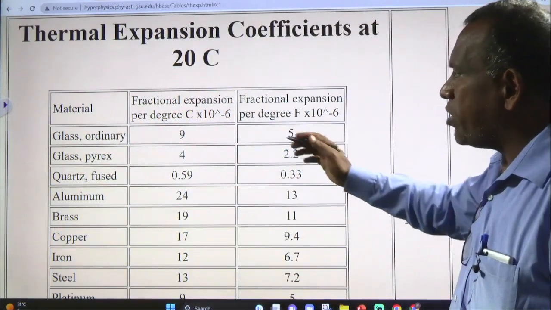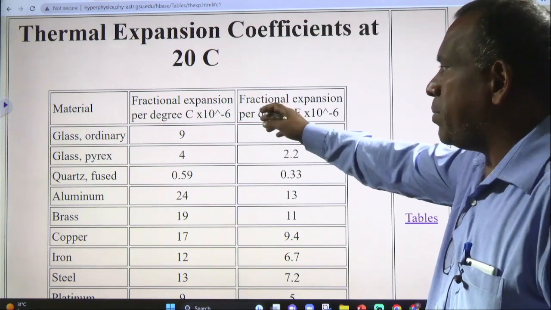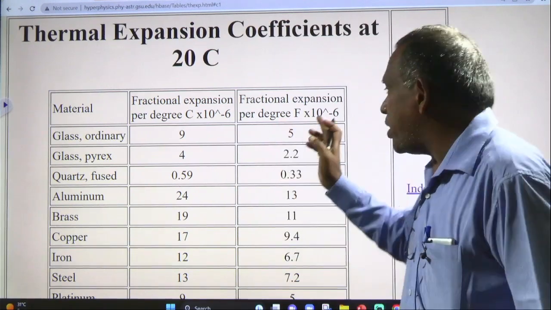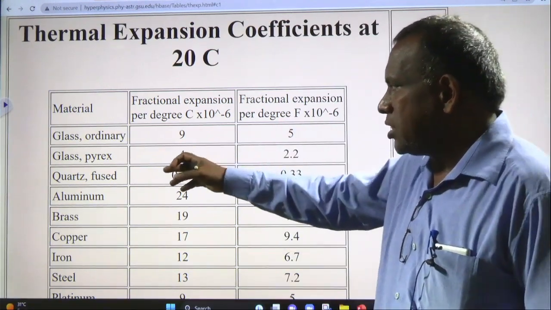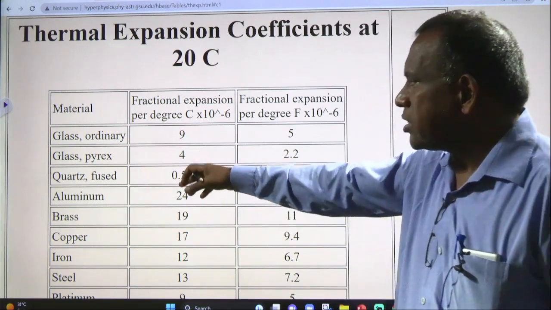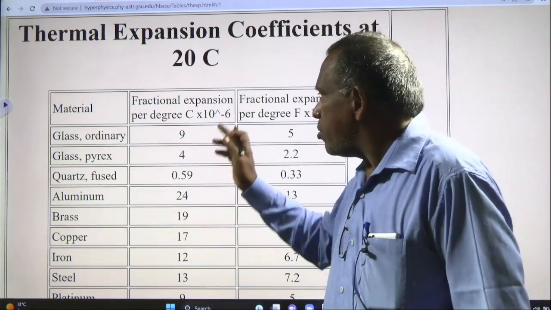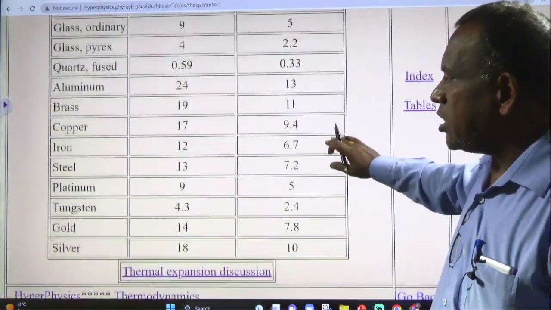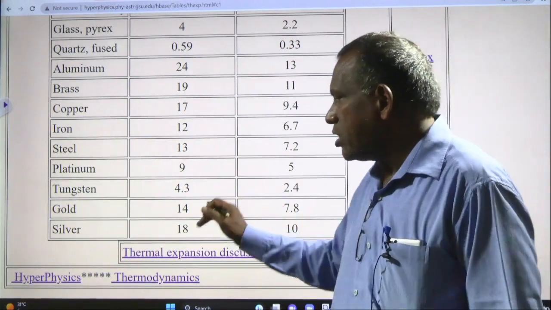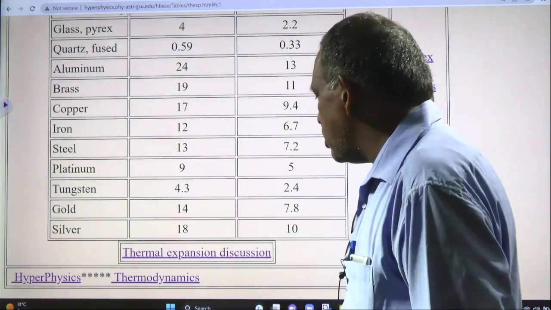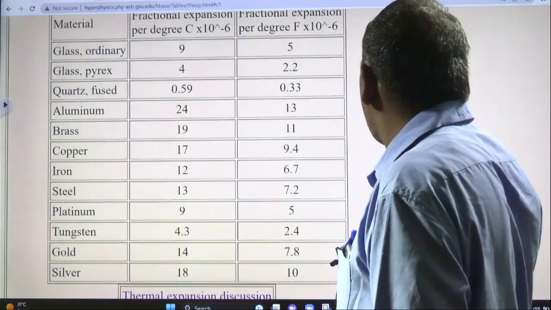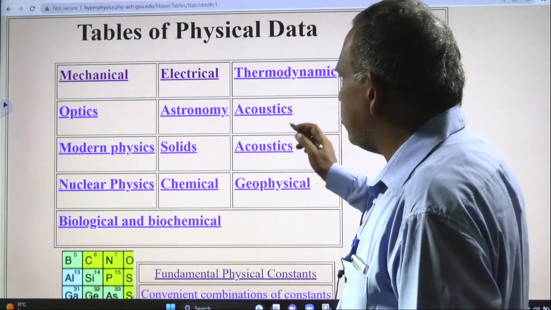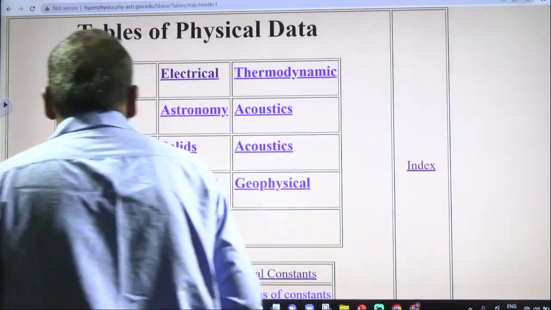See, alpha of glass is 9 into 10 power minus 6 per degree centigrade. If it is in Fahrenheit, 5 into 10 power minus 6 per degree Fahrenheit. So that is ordinary glass, but Pyrex glass, if you take, is 4 into 10 power minus 6. Aluminium 24, brass like that. These are the alpha values for different materials, like tungsten 4.3. All those are the thermal expansion coefficients. In that table, this part only we are going to have.